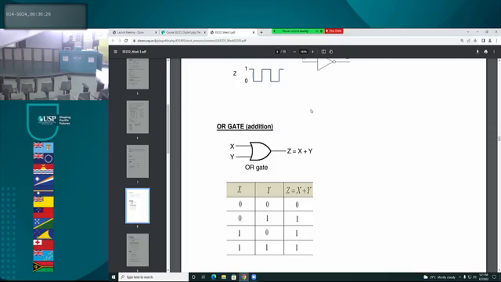So as you can see, he was saying that it's written as plus, but we don't say plus, okay? We always say OR. So this will also have, let's use a different output expression for this. Let's use Z, okay? So let's look at the truth table for this.